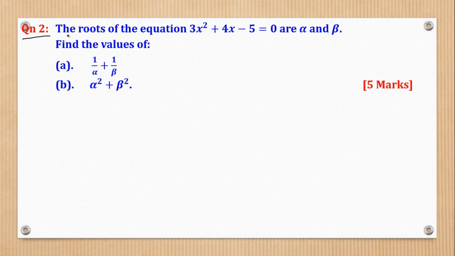Then question 2 says the roots of the equation this are alpha and beta. Find the values of 1 over alpha plus 1 over beta, and the value of alpha squared plus beta squared.